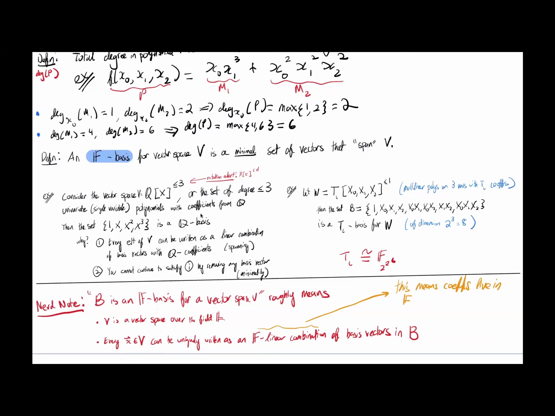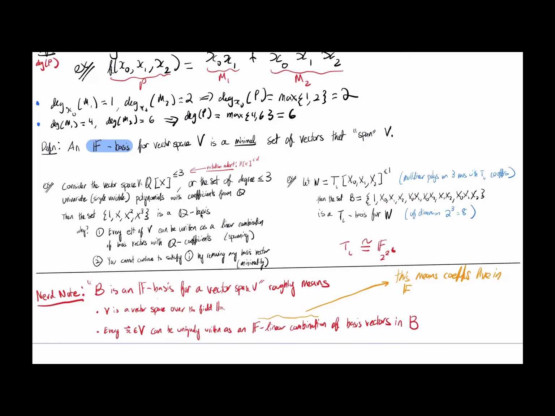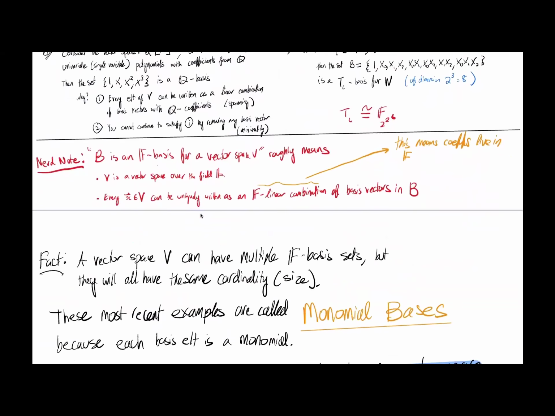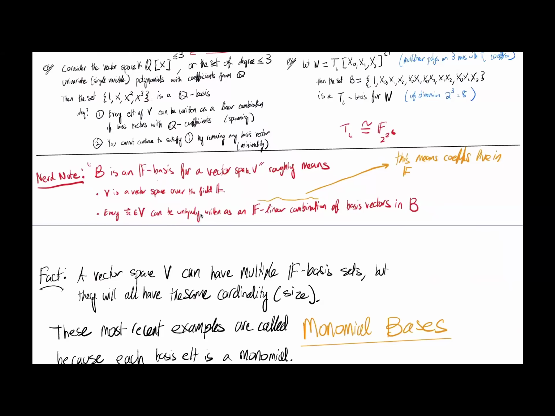So the basis for this vector space would be 1, x0, x1, x2, and so on. And this is of dimension 8. So what is the dimension of a vector space? It is literally just the number of elements in a basis. And there could be multiple bases. Like I said, it's a representation choice which basis you choose, but they will all have the same cardinality or size.